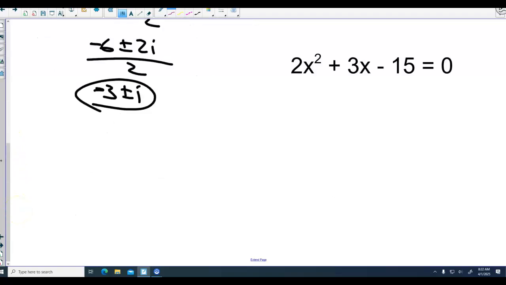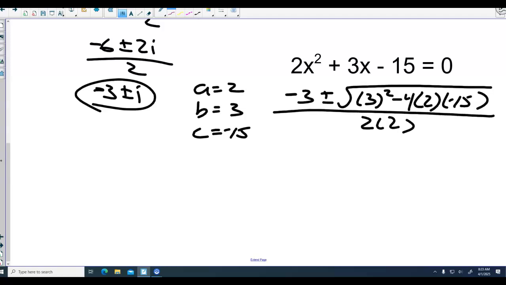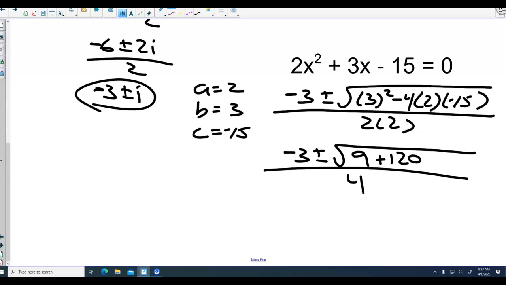Second one. My A is 2, my B is 3, and my C is negative 15. So, negative 3 plus or minus the square root of 3 squared minus 4 times 2 times a negative 15, over 2 times 2. Negative 3 plus or minus, 3 squared is 9. 4 times 2 times a negative 15. 8 times 15 is 120. Since it's a double negative, we're adding 120 to the 9, and it's all over 4.